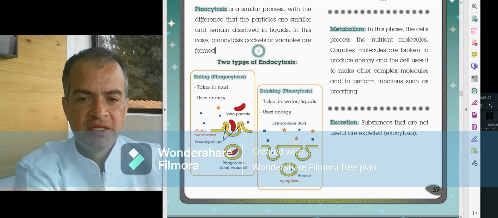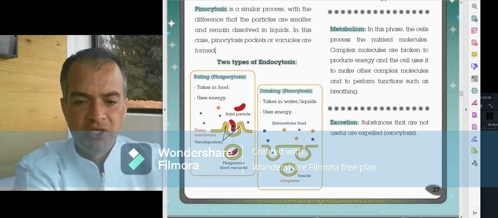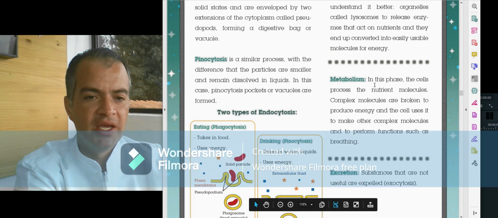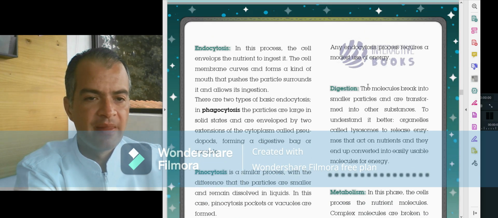Here we can see the pictures of phagocytosis and pinocytosis. So let's see that in phagocytosis, the pseudopods are formed surrounding the molecule. In pinocytosis, pockets are made where the liquid enters and forms a vesicle or vacuole. Okay, let's continue reading. Any endocytosis process requires a modest use of energy.